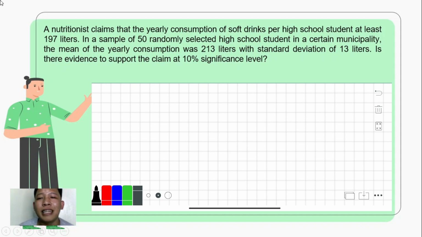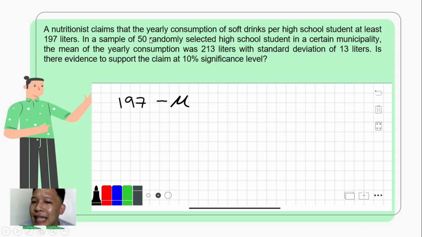Ano-ano ba yung mga given? Sabi dyan, a nutritionist claims, so this talks something about our hypothesis. A nutritionist claims that the yearly consumption of soft drinks per high school student is at least 197 liters. So, 197 liters is what? Is our population mean. So, this represents mu. Okay, the population mean.